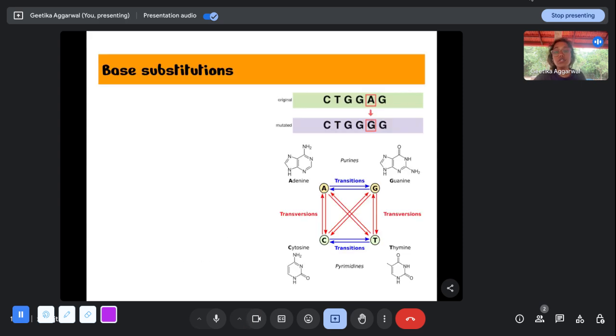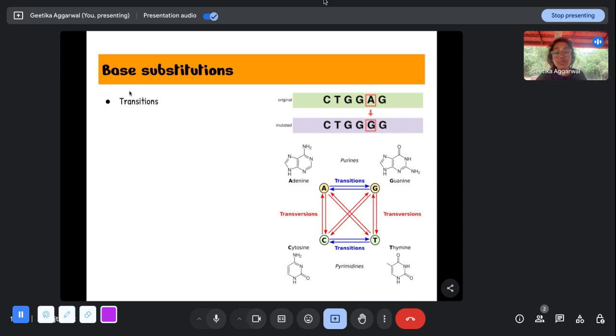Base substitutions are actually of two types. They're either transitions or transversions. Base substitution, as the term suggests, means that one nucleotide base gets substituted by another nucleotide base. At that one location, for example, you can see in this image, there was an A in the original, and it got substituted by a G in the mutated one. So one nucleotide base is just getting substituted by another base.